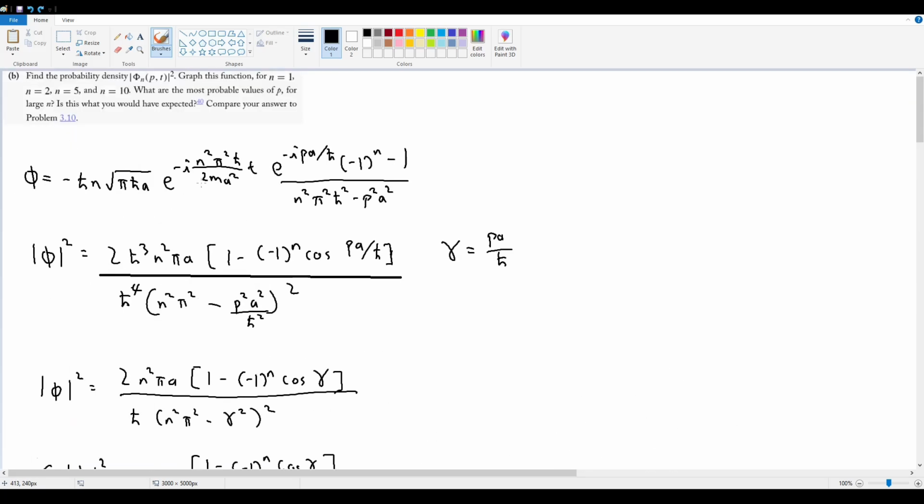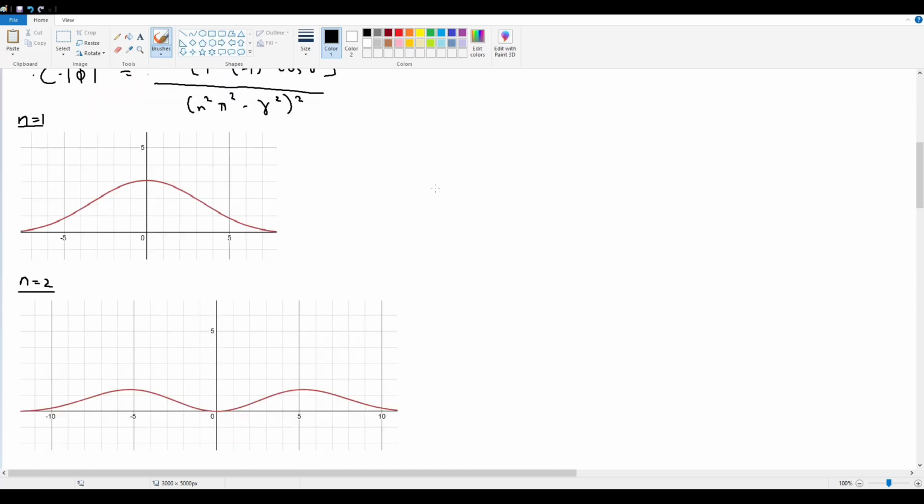Now, finally, we're asked to compare our answer to problem 3.10. And 3.10 was basically asking, is p determinate in the infinite square well? What you found in 3.10, and if you don't remember that, feel free to go back and look at that problem 3.10 video, is that for the infinite square well, p is indeterminate. Which means that p does not take on a specific value like energy does. Instead, it takes on a range of values, and we're seeing that exactly with this. We have a probability density for p.